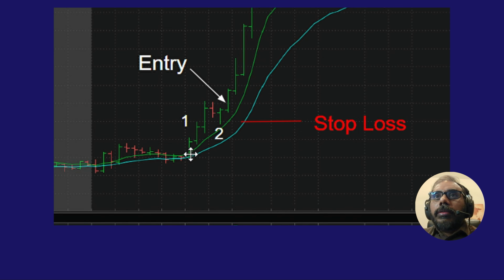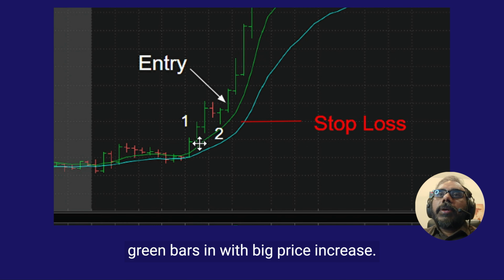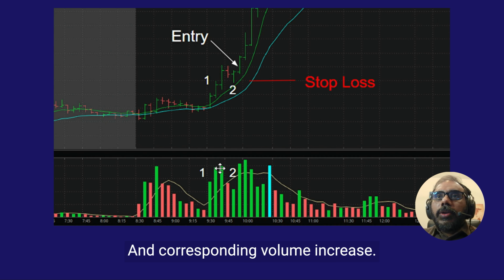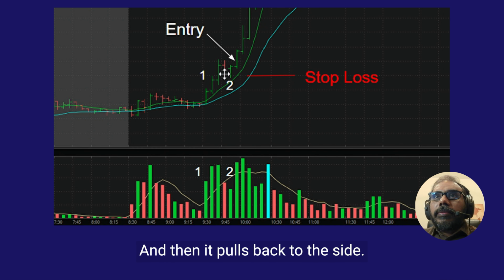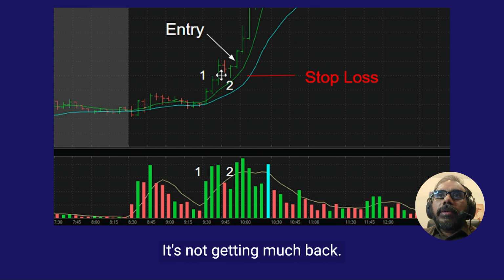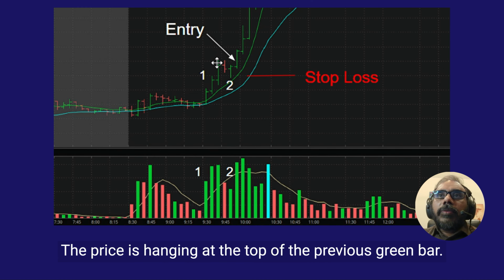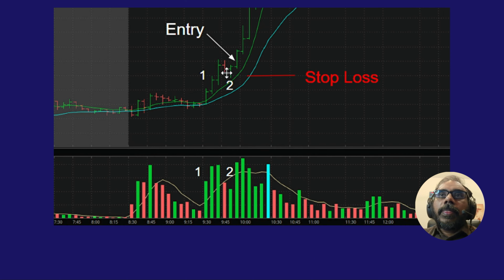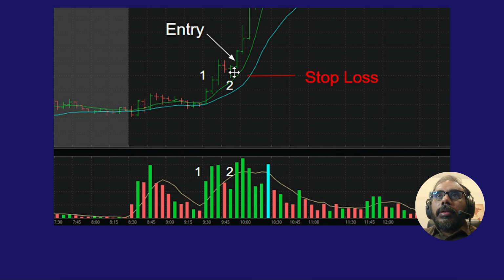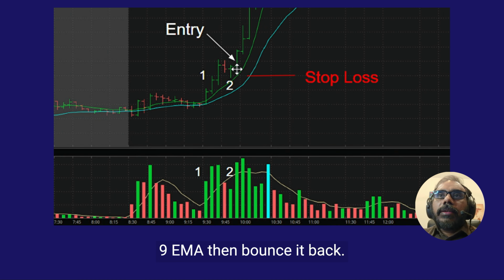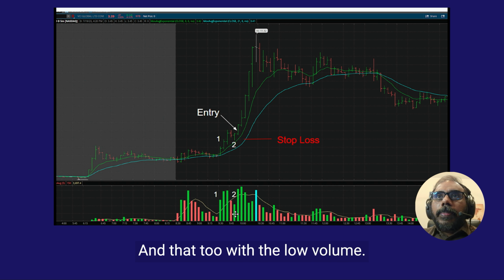As we can see, there are 1, 2, 3 big green bars with big price increase and corresponding volume increase. And then it pulls back, this red bar, and with the low volume, it's not giving much back. The price is hanging at the top of the previous green bar. And then it pulled back again in the next bar. And it touched the 9 EMA, and then bounced back. And that too in the low volume.